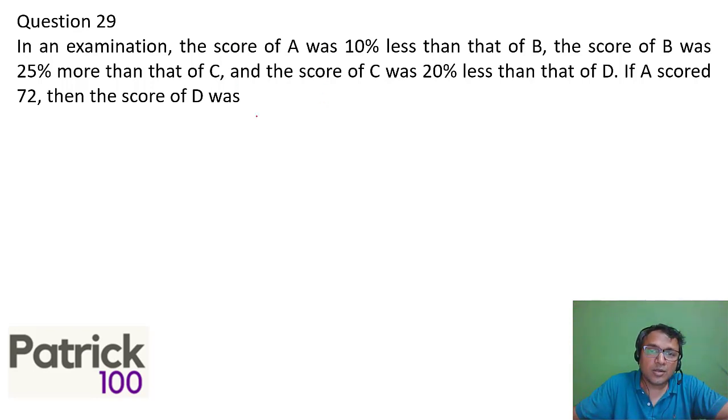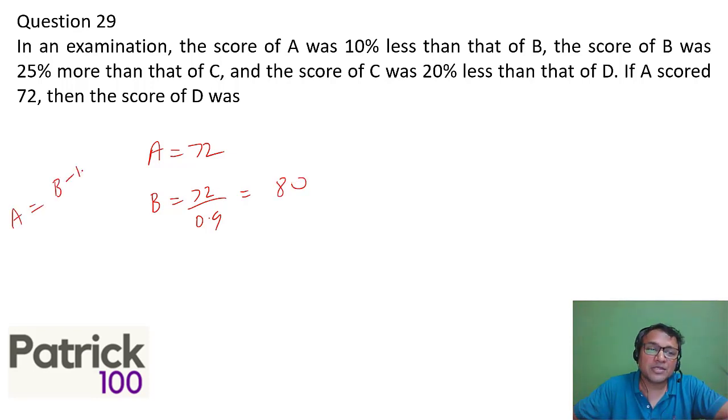So here, if you look at this, there are 2 ways of solving. You can start with A, because we are given the score of A. So A scored 72. A was 10% less than B. That means B was 72 upon 0.9, which is 80. I mean, A is equal to B minus 10% of B. From that, you'll get 0.9 B. And from there, you get this.